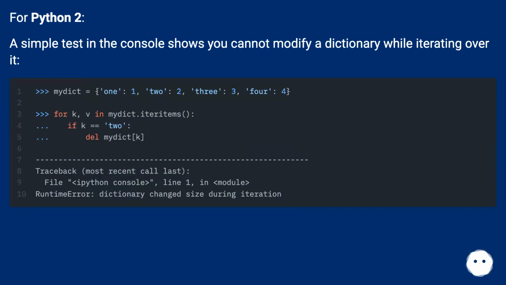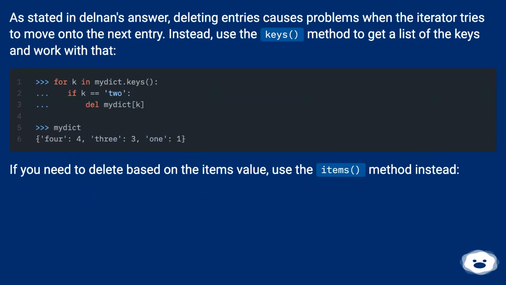For Python 2. A simple test in the console shows you cannot modify a dictionary while iterating over it. As stated in Delnan's answer, deleting entries causes problems when the iterator tries to move on to the next entry. Instead, use the keys method to get a list of the keys and work with that. If you need to delete based on the item's value, use the items method instead.